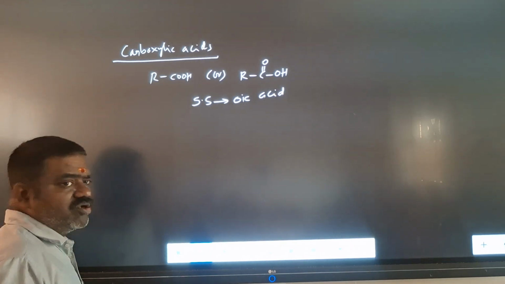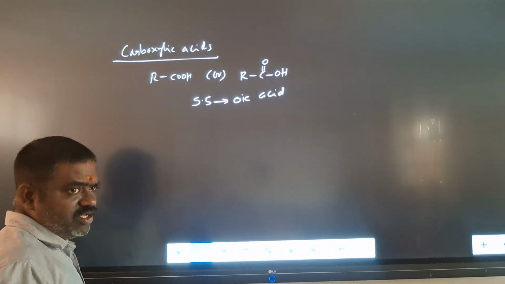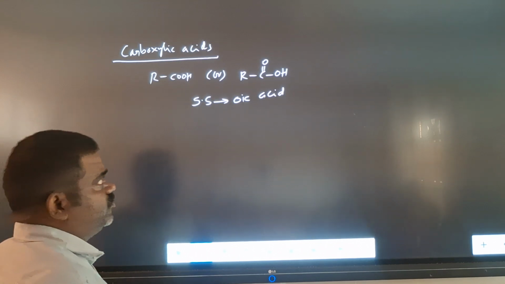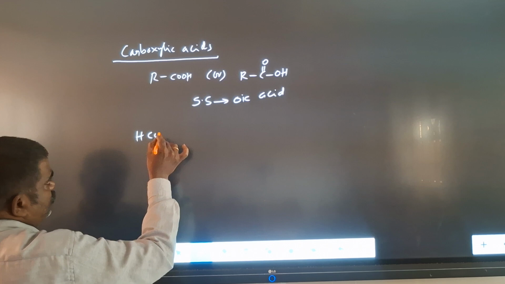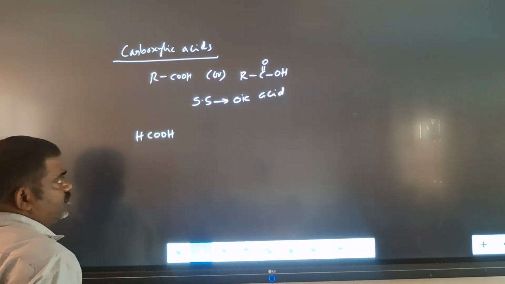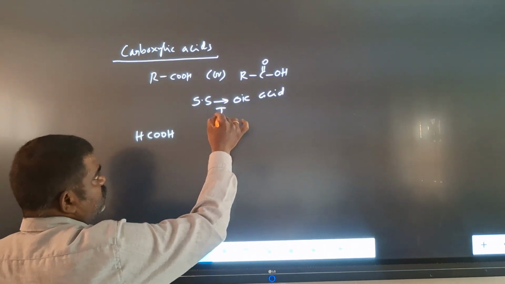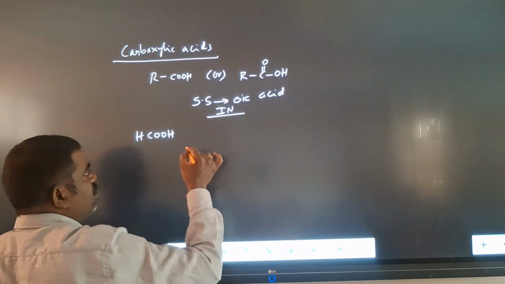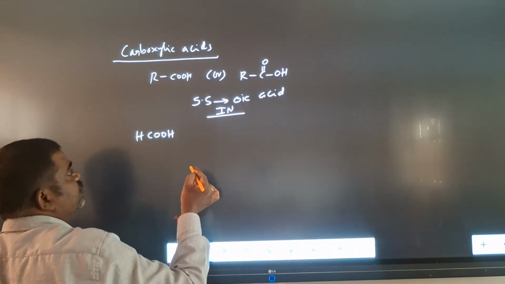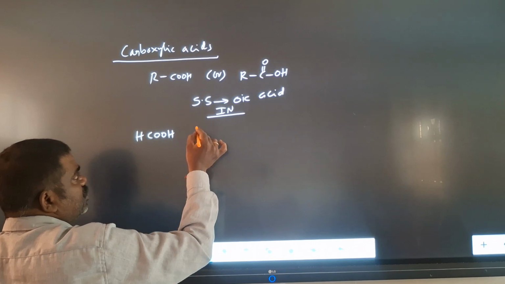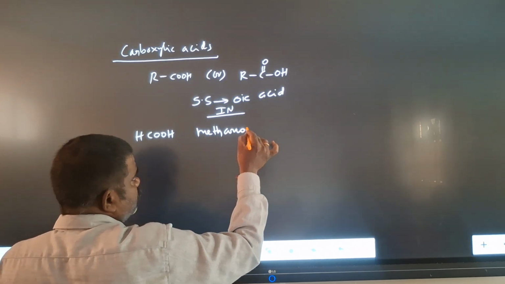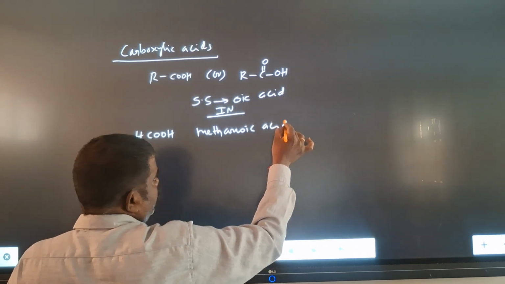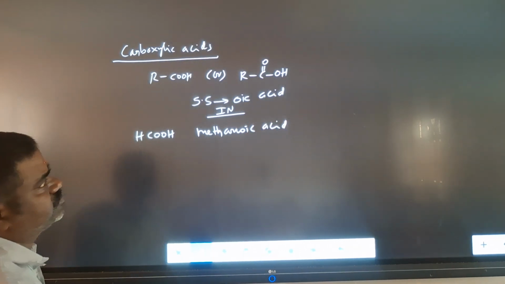Generally, we have common names and IUPAC names for some compounds. For example, take HCOOH. The IUPAC name is very easy. What is the IUPAC name of HCOOH? It is methanoic acid. One carbon, methanoic acid.